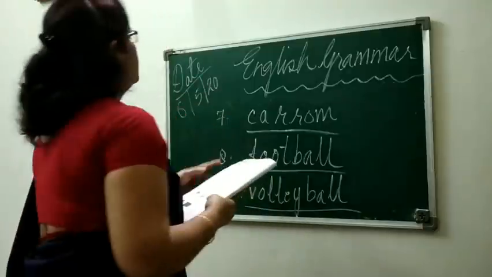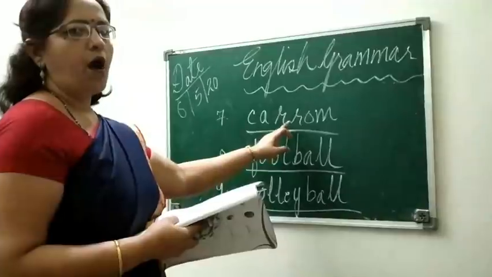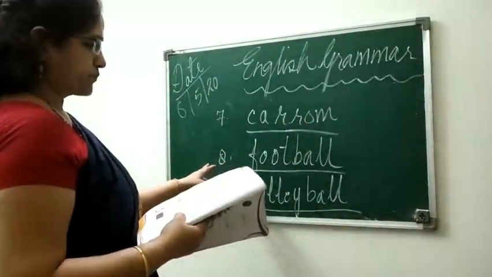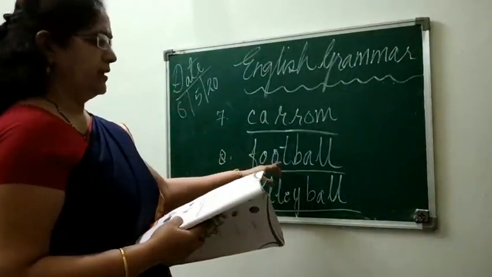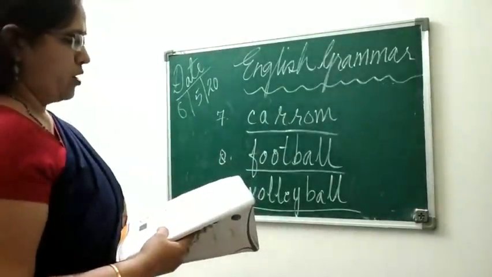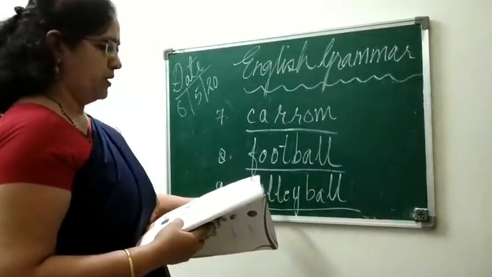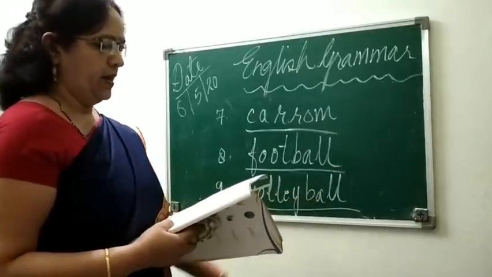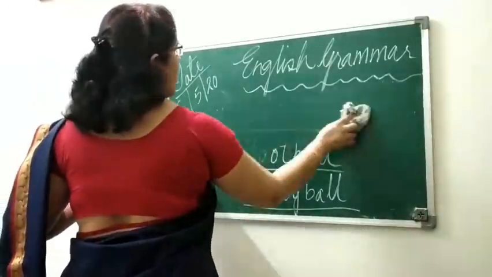So, let me repeat once again. Seventh one, carom. C-A-R-R-O-M. Carom. Eighth one, football. Football. Ninth one is volleyball. V-O-L-L-E-Y-B-A-L-L. Volleyball. Now, let's see the last one.